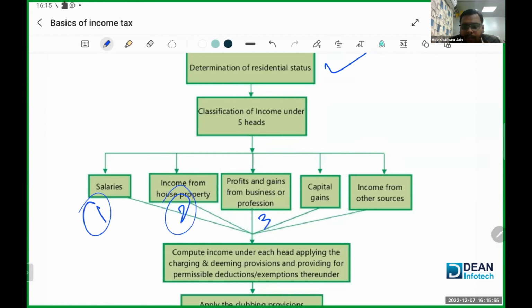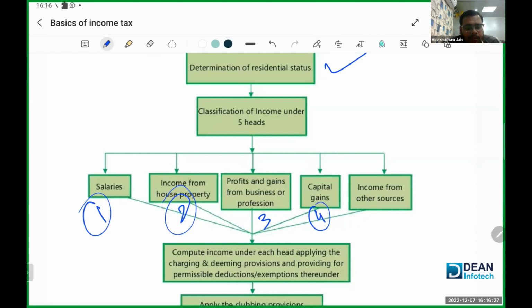Anyone who is having a business or profession, and any income derived from that business and profession, is going to come under this head. The fourth type is capital gains. If you are selling any capital asset, for example, any property in a particular financial year, or any mutual funds, or if you are trading shares, all the income or the losses derived from those sales or purchases will come under this particular head.